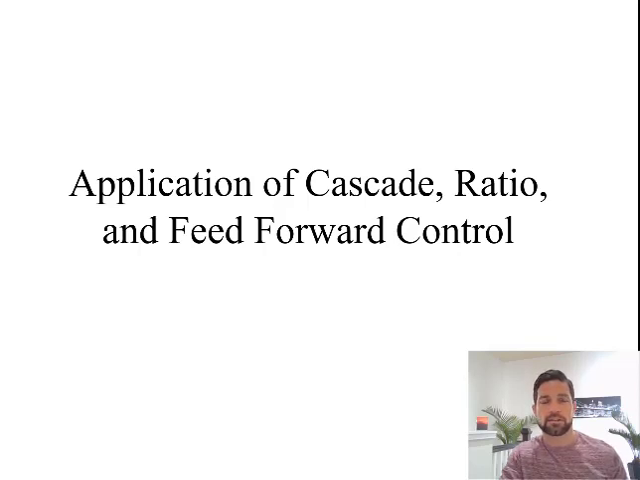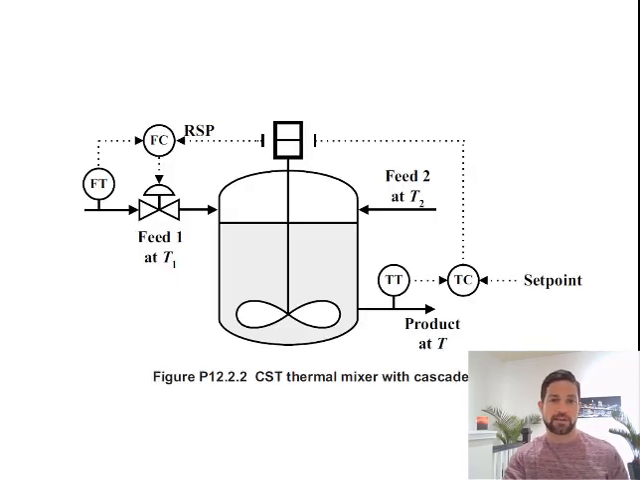Hey everyone, in this video we're going to discuss the implementation of cascade, ratio, and feed-forward control to improve the performance of feedback control loops. We're going to start with this example shown here, where we have a continuous stirred tank thermal mixer that has cascade control on the flow to the feed inlet to the process.